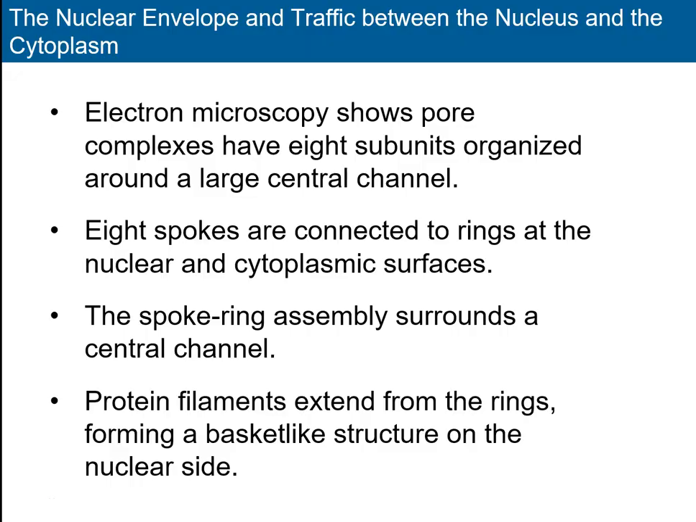If you look at the structure of the pore complexes using electron microscopy, there are 8 subunits organized around a large central canal. There are 8 spokes connected to rings at both the nuclear and the cytoplasmic surfaces. You probably remember that structure from the picture we just saw of the nuclear envelope and the lamina. That spoke-ring assembly surrounds the central canal, and then other protein filaments extend from the rings to form a basket-like structure.